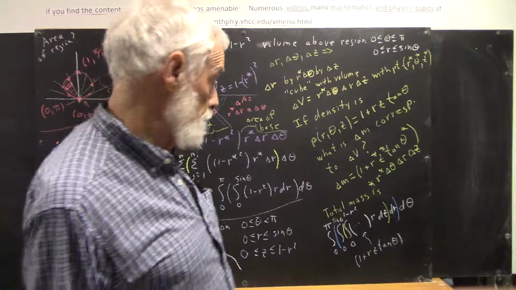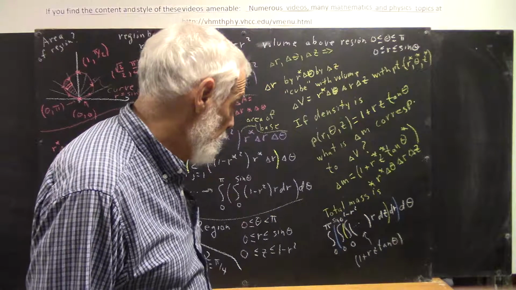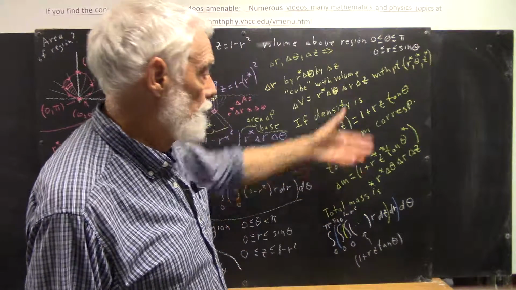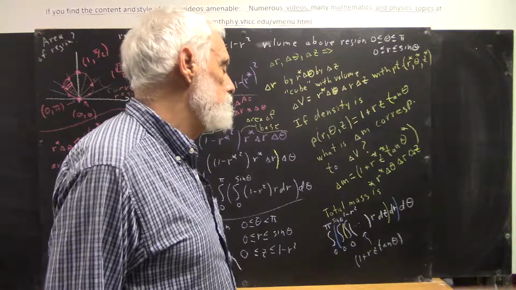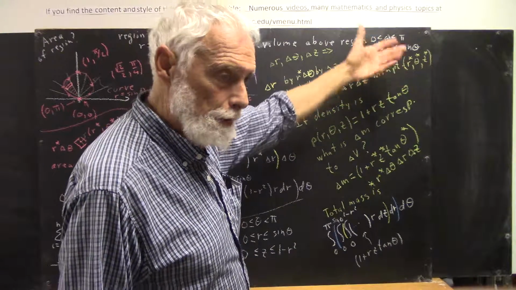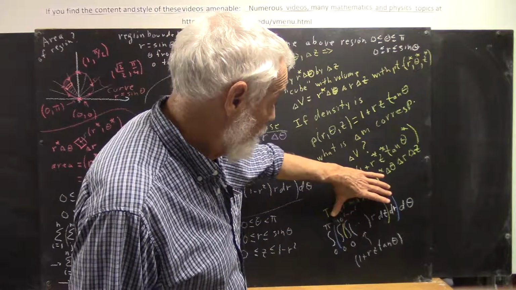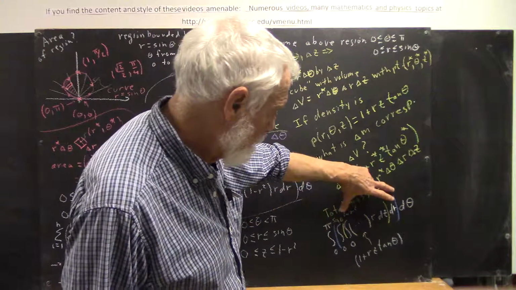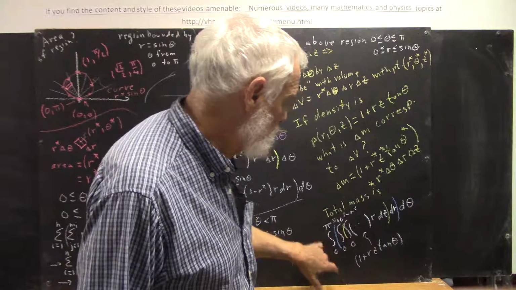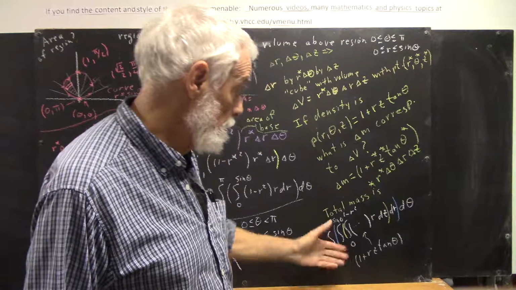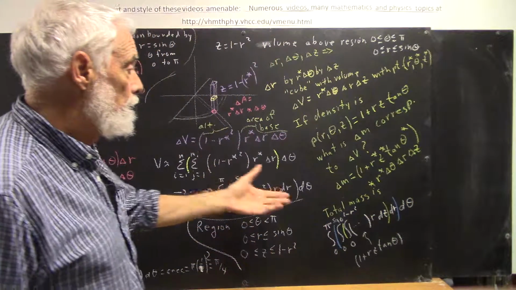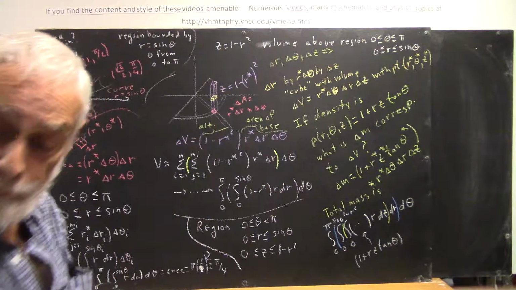Assuming we calculate the integral, which might be a little challenging, especially since we know we have an infinite limit as theta approaches pi over 2. But in any case, we're going to get a theta function out of this, which we integrate from 0 to pi with respect to theta, and that's going to be the mass of this region.